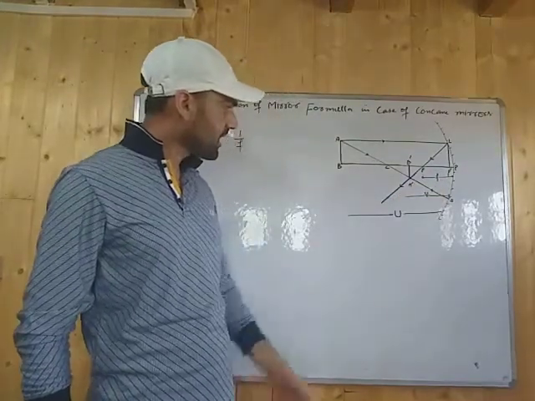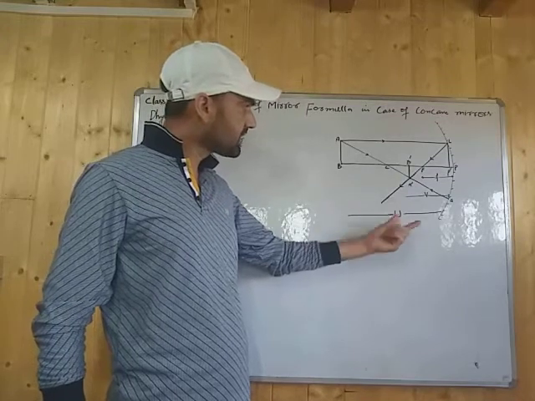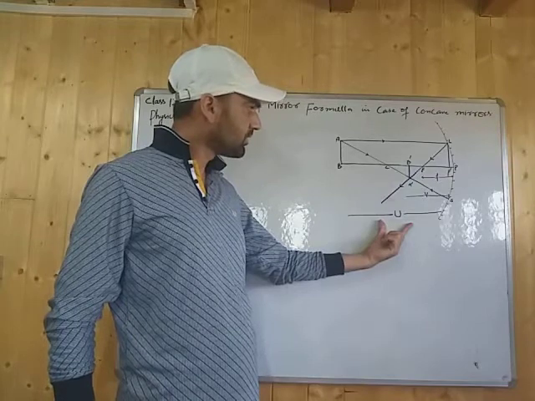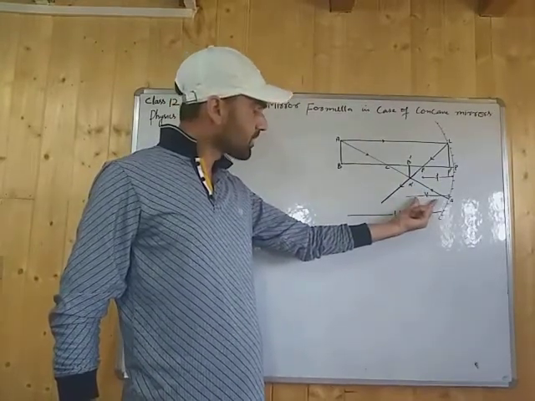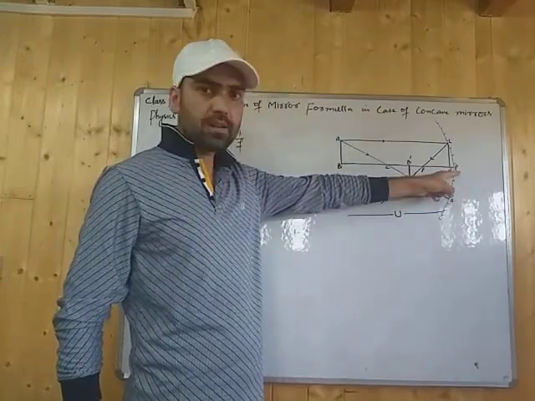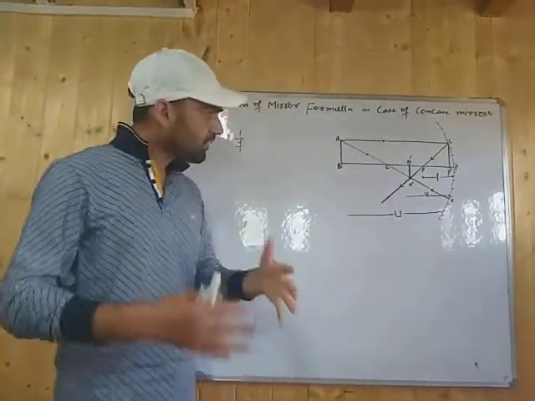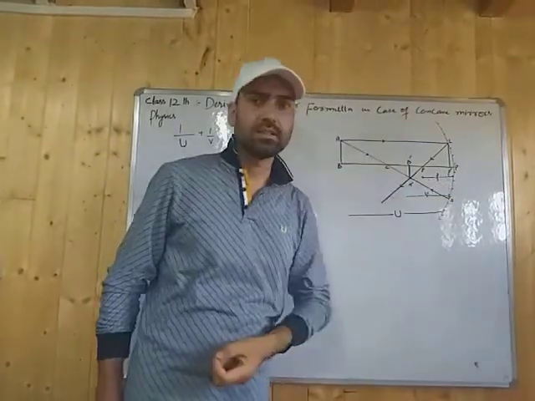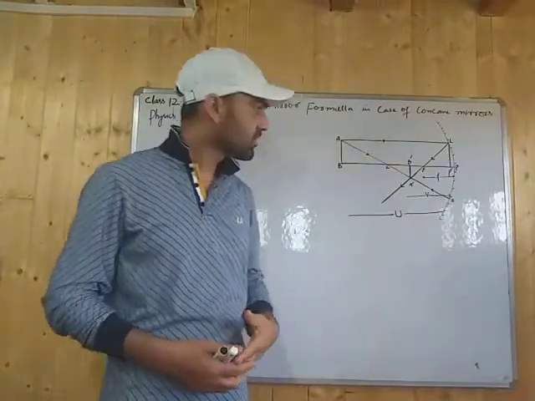We have another distance here, that is the object distance. This object distance is the distance between the pole of the mirror and the object, and it is denoted by u. Similarly, we have another distance, the image distance. This image distance is the distance between the pole of the mirror and the image, and it is represented by v. Out of these three distances, one length remains constant, that is the focal length.